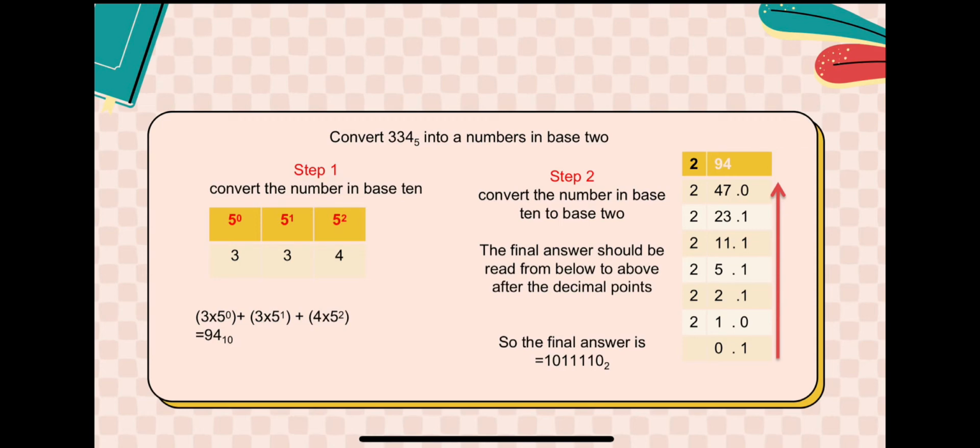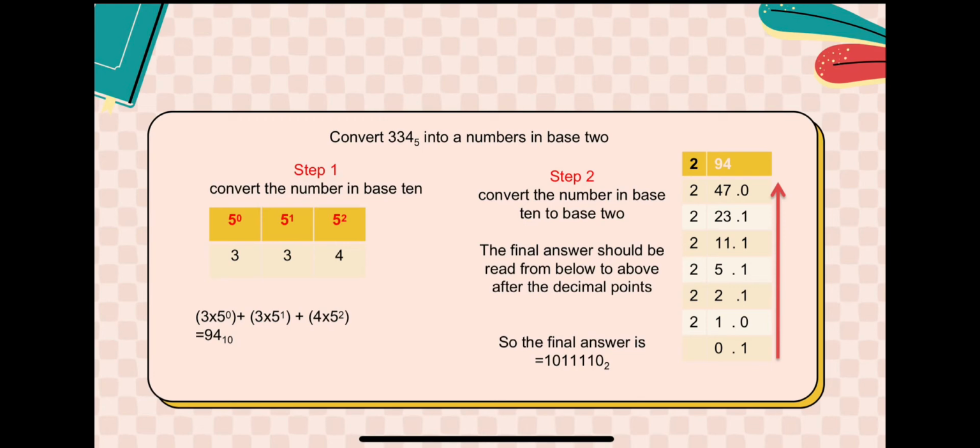From the answer we got, we go to the next step, which is step 2: convert the number in base 10 we got just now into base 2. So we actually have 3 steps: convert base 5 to base 10, and then convert base 10 to base 2.